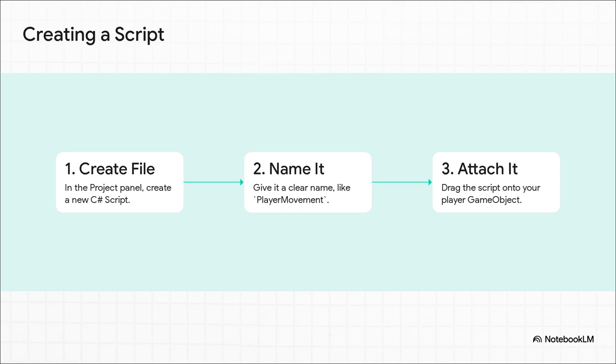Seriously. First, in your Project panel, you just create a new C# script. Second, give it a good, clear name so you know what it does. And third, this is the fun part. You just drag that script file and drop it right onto your player game object in the Hierarchy. That's it. You're done. The script is now officially a component of that object, ready to give it orders.